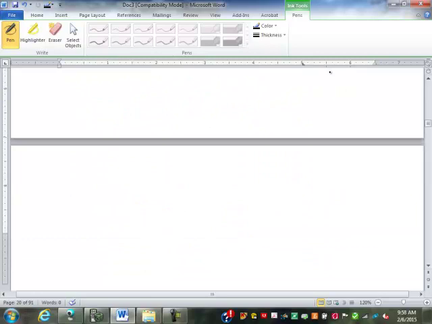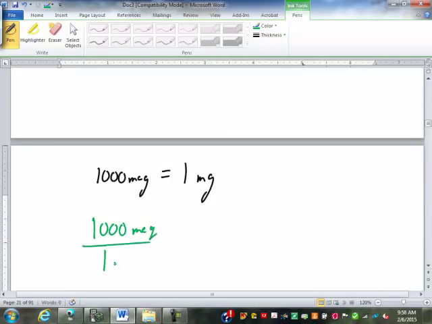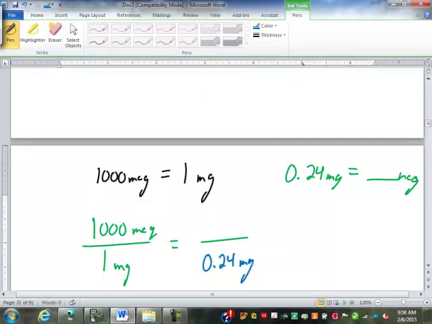We can use these ratios when we start talking about unit conversion. We might have 1,000 micrograms equals 1 milligram. That's one of our equivalents. Well, we can use that as a rate, actually, not a ratio. Let's say I want to know what 0.24 milligrams would be as micrograms. Well, I'm going to put the 0.24 here, and I can cross multiply and divide. 1,000 times 0.24 divided by 1. The milligrams divide out, leaving me with micrograms as my unit. It would be 240 micrograms.